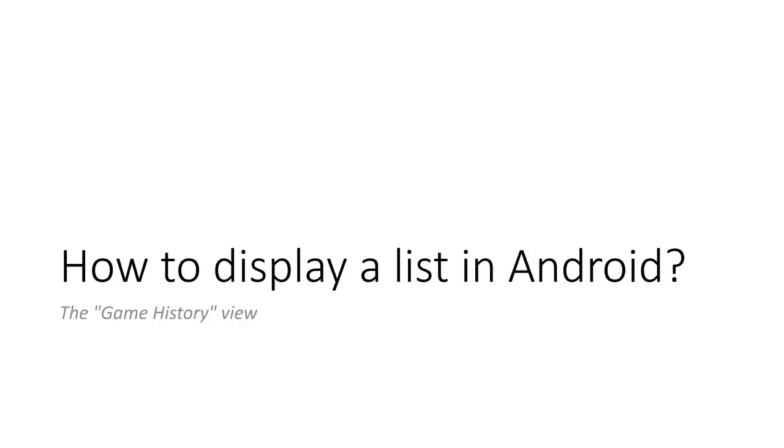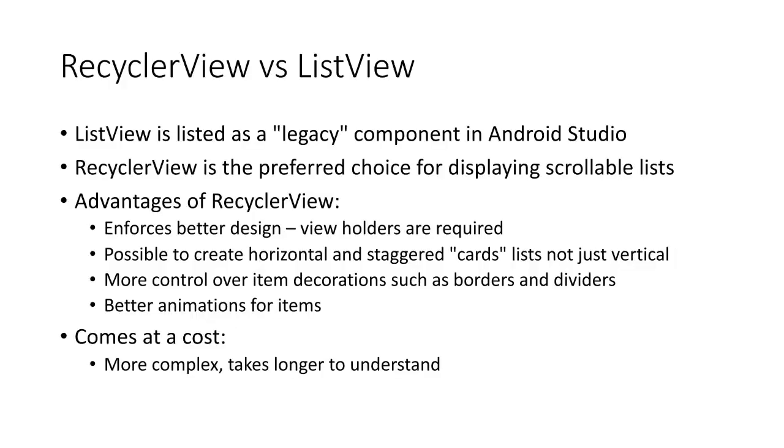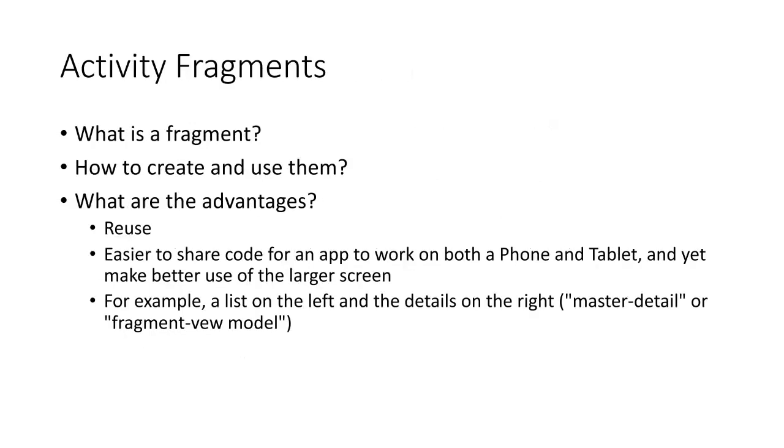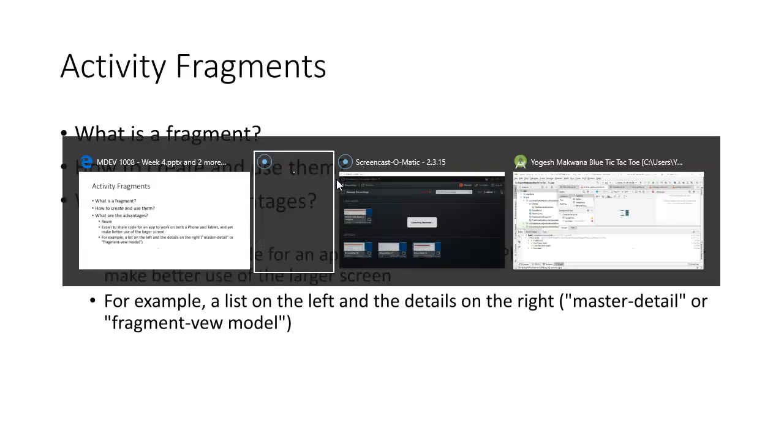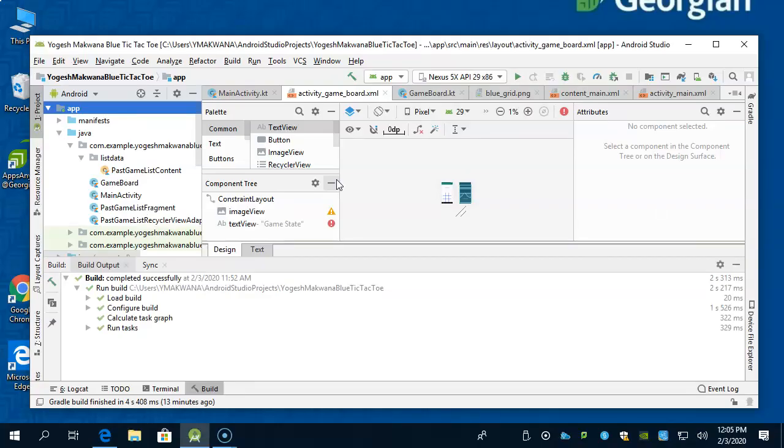So you did this part. How to display a list. List view used to be the previous standard for Android. Now they are promoting Recycler View because it has many advantages, as we looked at last time. And it is also a bit more complex. So we did that using activity fragments. And this is what basically we ended up with.